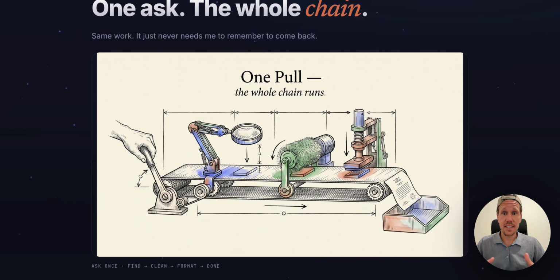So a skill does the whole chain in one go, on its own. You ask once, the skill just runs the research, cleans the research up, and puts everything in the right format. Same work really, but the skill doesn't need me to remember to come back between each part of the job, and that's the part I never valued properly until I actually had a skill built out and installed.